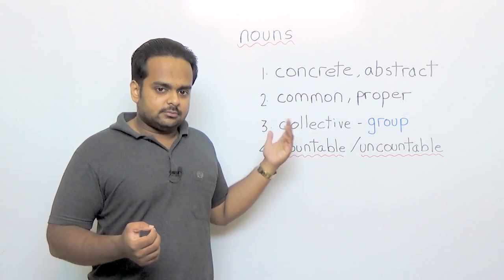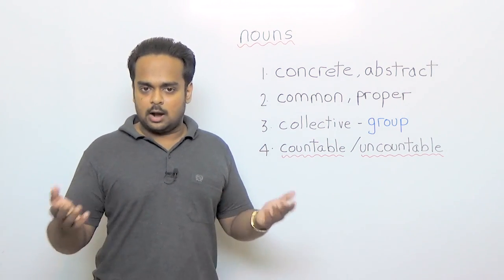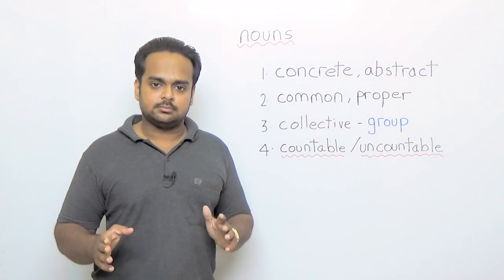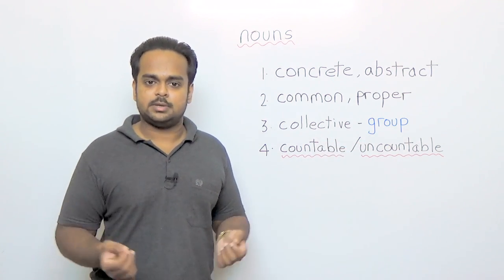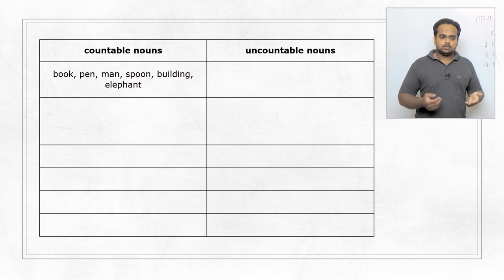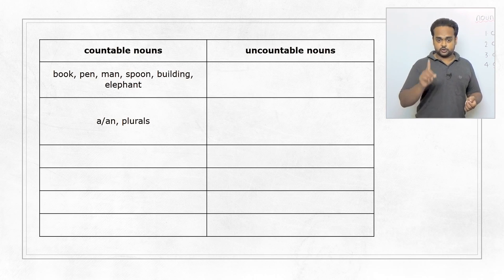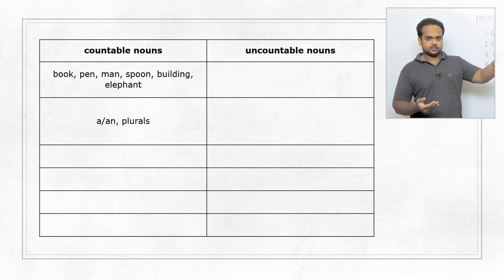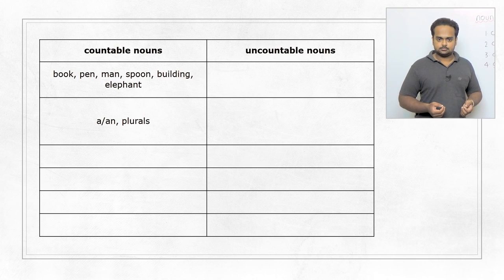Do you know the meaning of countable noun? A countable noun is a noun that can be counted, and an uncountable noun cannot be counted. Some common countable nouns are book, pen, man, spoon, building, elephant, etc. With all of these, we can use numbers or plurals to talk about them. We can say 2 books, 5 pens, 3 buildings, etc. If there's only one, we can use a or an. I have a book. There's an elephant standing over there, etc.